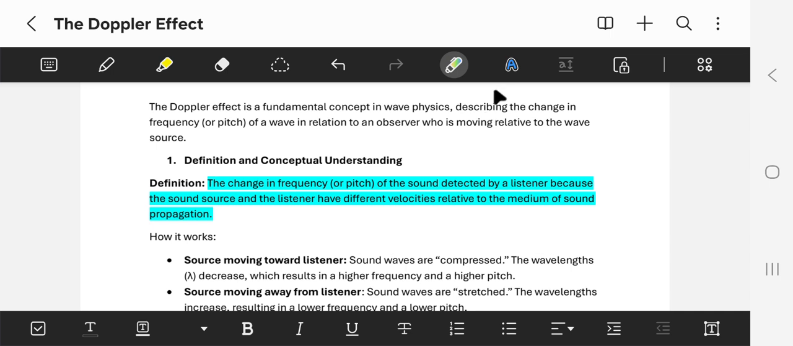And then here, this is the definition of Doppler effect. The definition of Doppler effect is that it is the change in frequency or pitch of the sound detected by the listener because the sound source and the listener have different velocities relative to the medium of sound propagation. Okay, so that's how we define Doppler effect.